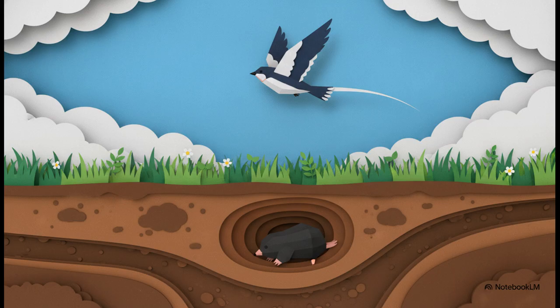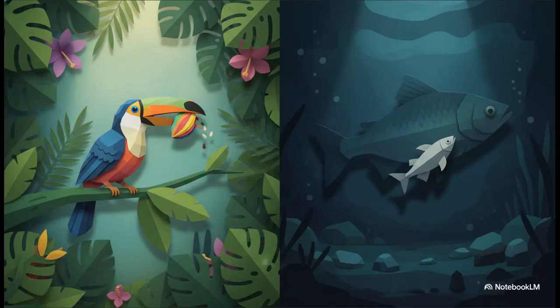Or consider the extreme aerial habitat of the swift. This is a bird so perfectly adapted to the sky that it eats, sleeps, and even mates while in continuous flight. There are swifts that literally don't touch solid ground for 10 whole months at a time. Just wild. When it comes to diet, nature absolutely runs the gamut.